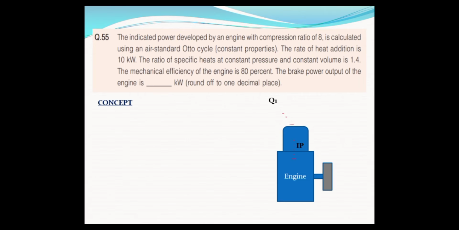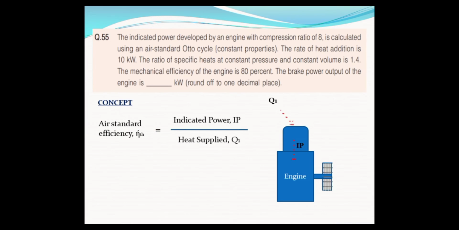Before that we have to know what is the thermal efficiency or indicated thermal efficiency. This thermal efficiency is also known as air standard efficiency, that is the ratio between output and input. The output is indicated power in the engine and input is heat supplied to the engine. So within engine how much power is developed is known as indicated power. That divided by heat supplied gives the air standard efficiency or thermal efficiency.